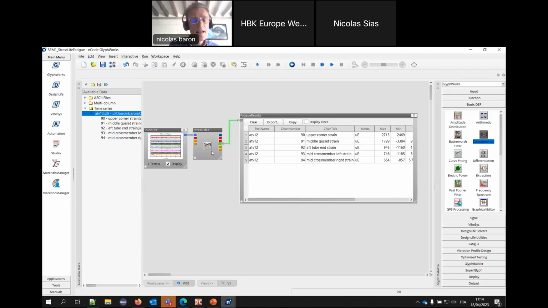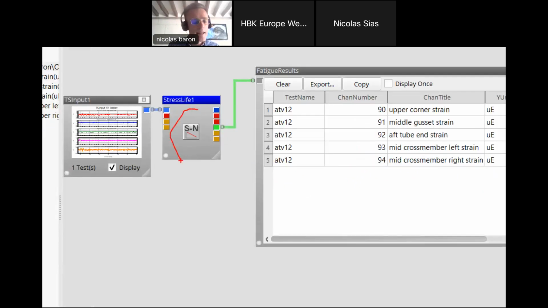I've got my stress life glyph. Remember, we've talked a lot about the stress life methodology, SN. That's the glyph you have here, this one. And this one really contains all the knowledge you need to be able to make fatigue calculations.